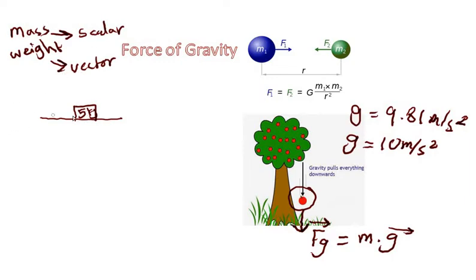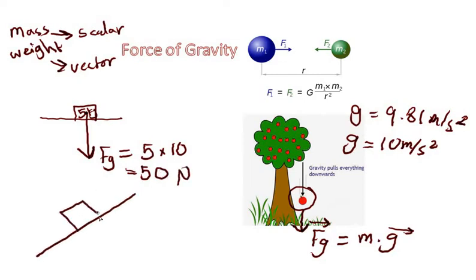Okay, now, for this object here, on the horizontal surface, one of the forces affecting this object is the force of gravity, and it's always directed downward. We calculate it by multiplying 5 times 10, which is 50 newtons. Also, if you have an inclined plane like this, force of gravity will always be downward. Downward doesn't mean in line with the surface or perpendicular to the surface. It's always toward Earth. This is the direction of Fg.